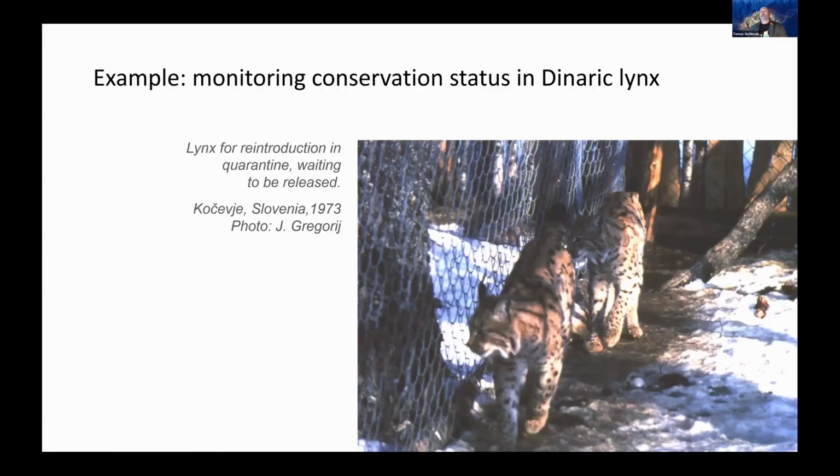Okay, and the last example I'll show is a little bit different. It's about monitoring the conservation status of a small reintroduced population of lynx in the Dinaric Mountains. The population went extinct at the end of the 19th century, and was reintroduced in 1973 from Slovakia. It was reintroduced with only 6 individuals, and the population is completely isolated from other lynx. And we started observing worrying population decline in the early 2000s.